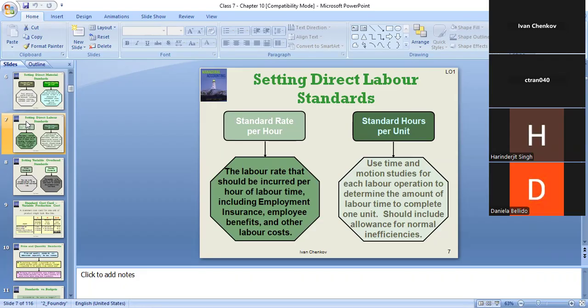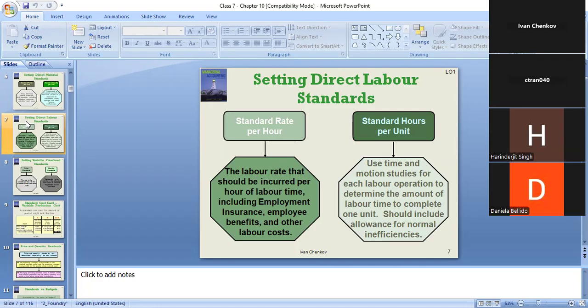Standard rate per hour and standard hours per unit. So what will be the standard rate per hour? That will be the rate that we're paying for the employee plus Canada Pension Plan, employment insurance, benefits, and any other labor costs which are related to our employee.